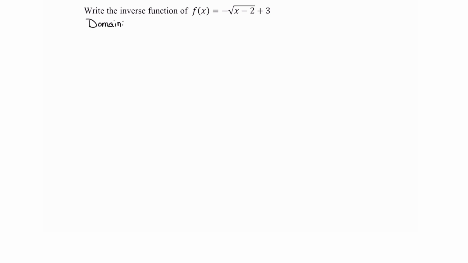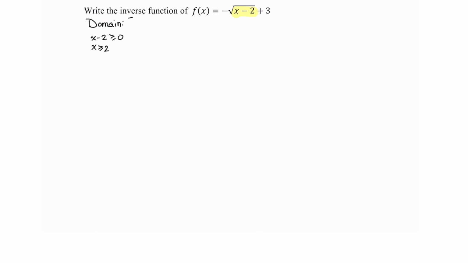Now notice this is a square root. Square root is an even indexed root. So I can only take even indexed roots of non-negative numbers for real valued output. Looking at what's under the radical, the x minus 2, we want to make sure that x minus 2 is greater than or equal to 0. Adding 2 to both sides, we get x is greater than or equal to 2.